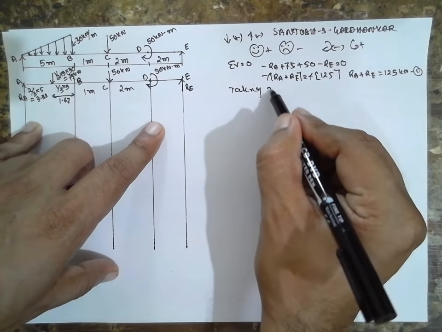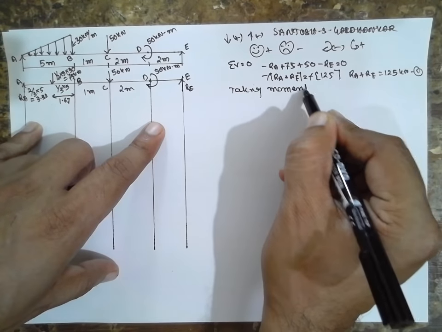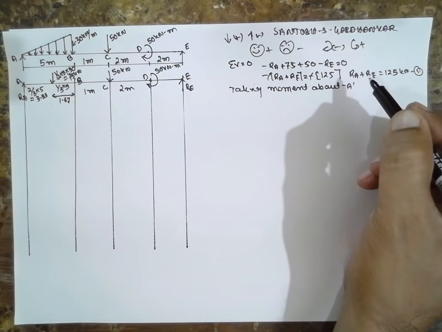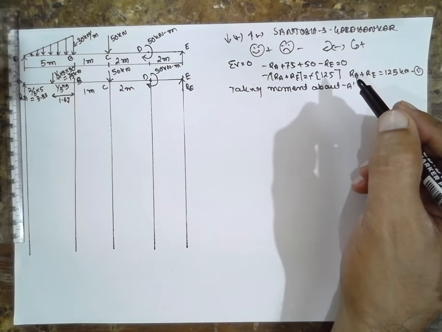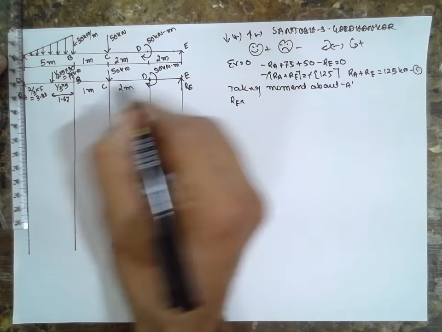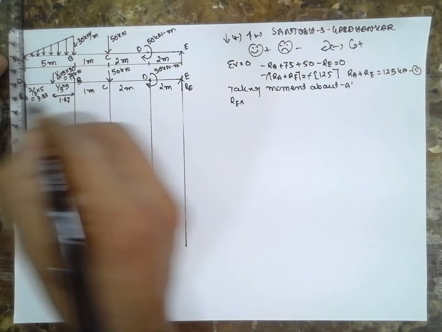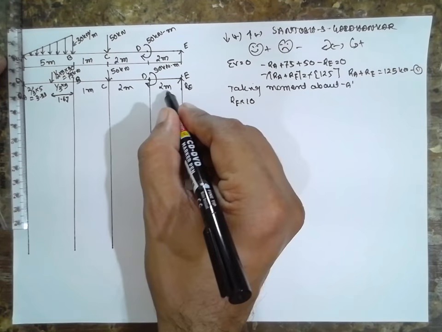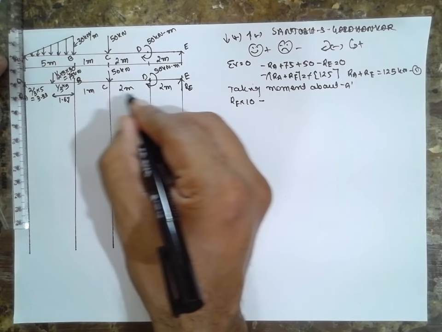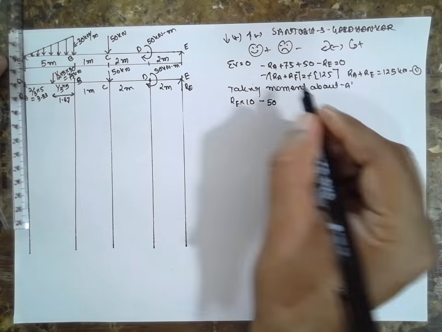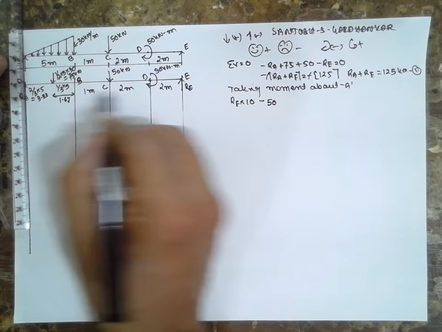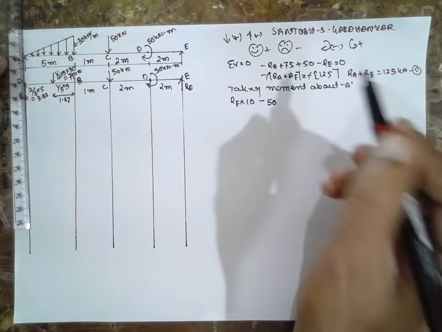Now taking moment about A. I am taking the moment about A here, making this a fixed end. Now RE into distance, the distance will be 10. Minus the couple, 50. Please don't consider the distance when the couple is acting. Just write the couple value.